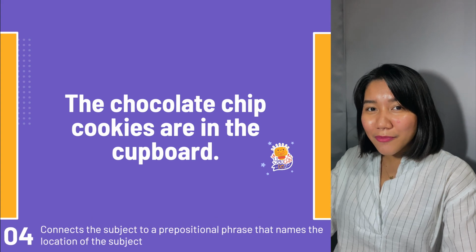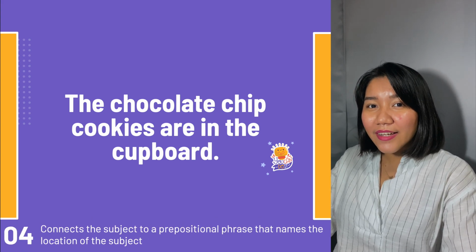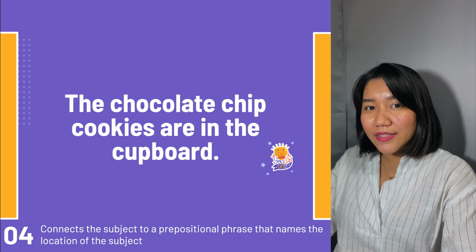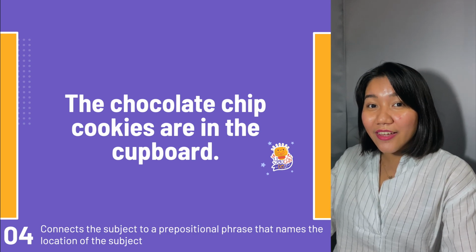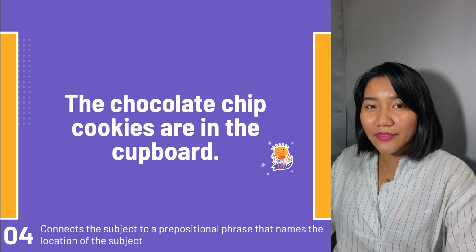Let's take a look at the last example. The chocolate chip cookies are in the cupboard. The linking verb are connects the subject cookies to their location in the cupboard. All forms of the verbs be, seem, and become are true linking verbs.